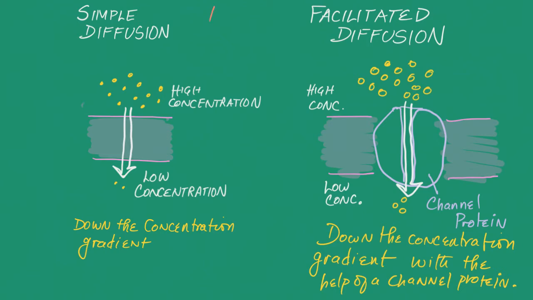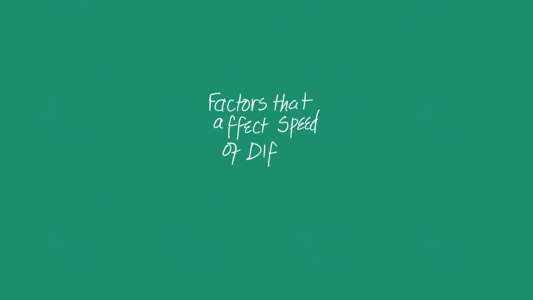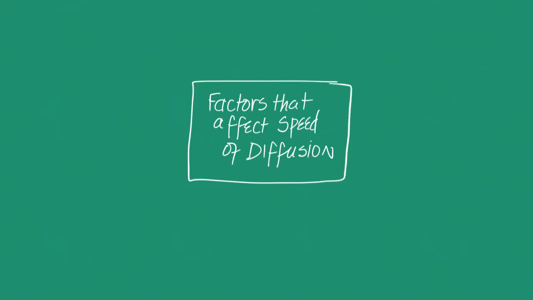In both simple diffusion and facilitated diffusion, no ATP is needed. There are many factors that affect the speed of diffusion, and these factors are temperature, membrane surface area, viscosity, size of the molecule, membrane thickness, and concentration gradient. So let's take a look at each one of them and see how they impact the speed of diffusion.